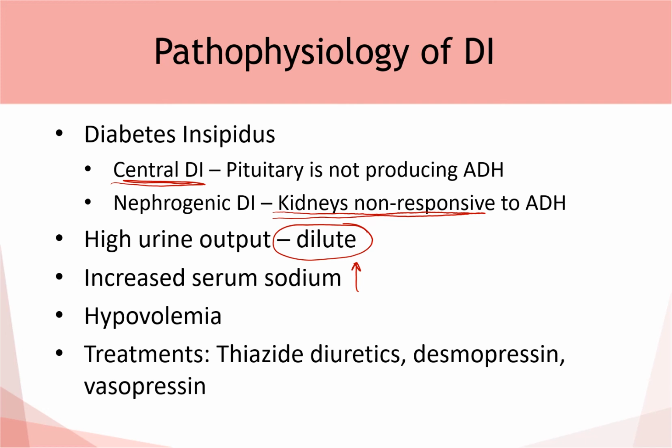Treatments for DI really look at thiazide diuretics, and again, it seems a little counterintuitive that if someone's peeing out a lot that you give them thiazides, but in reality what winds up happening is that you wind up excreting some sodium with that. We also look at desmopressin and vasopressin as well.